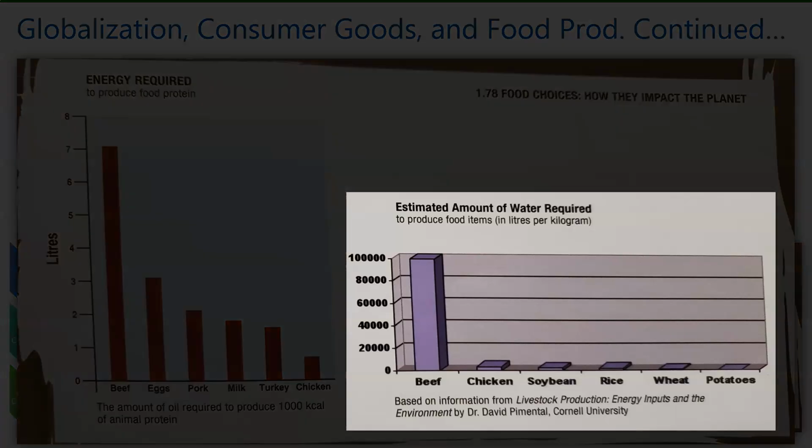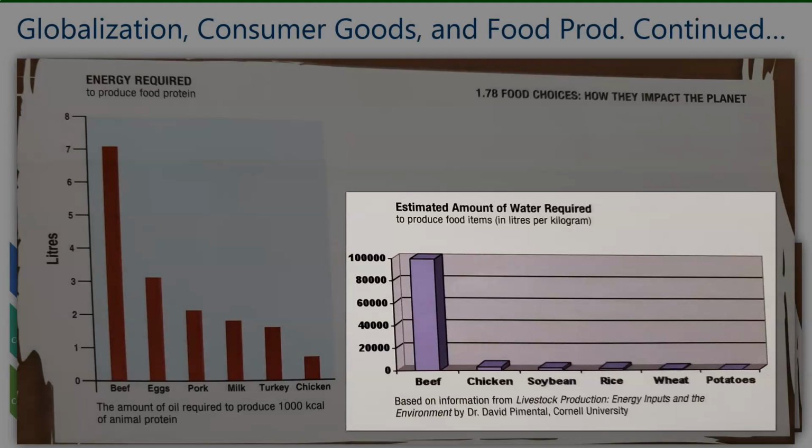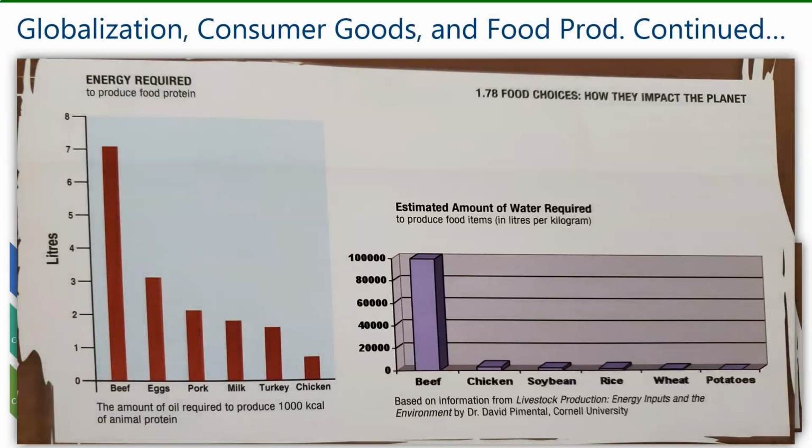Let's look at the amount of water required, and you could see beef production requires so much more water than other things, even than other popular animal-based proteins like chicken.